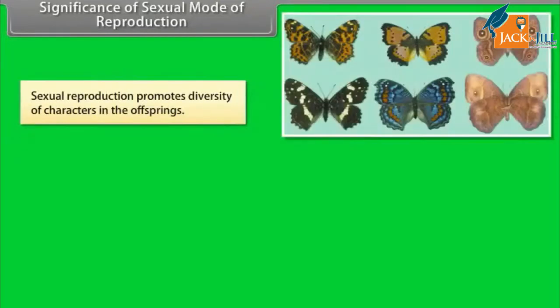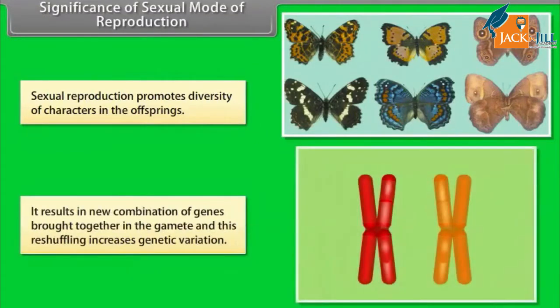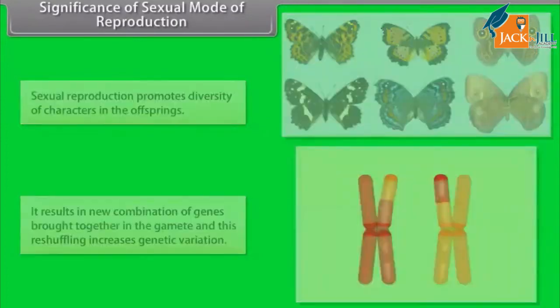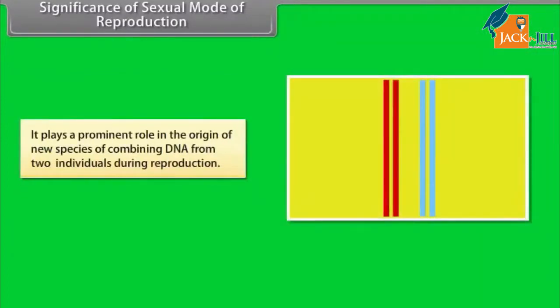Significance of the sexual mode of reproduction. Sexual reproduction promotes diversity of characters in the offspring. It results in new combinations of genes brought together in the gamete, and this reshuffling increases genetic variation. It plays a prominent role in the origin of new species by combining DNA from two individuals during reproduction.